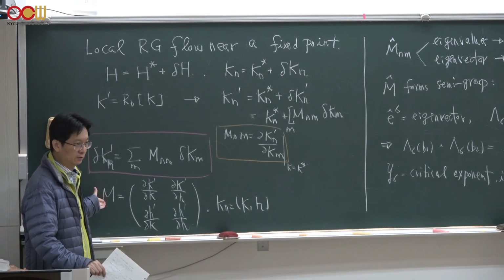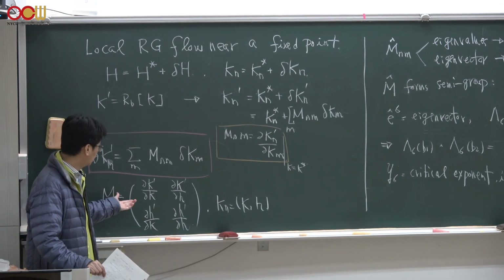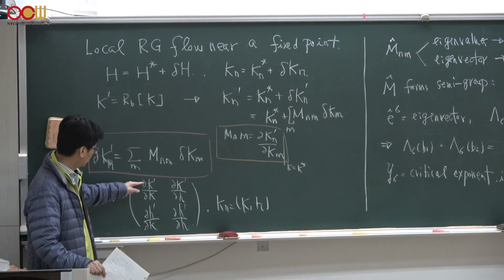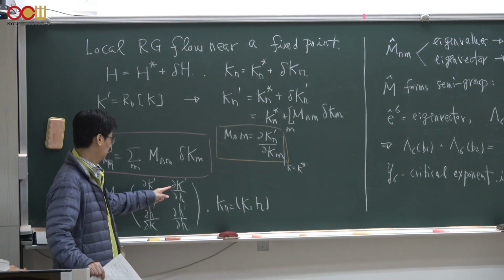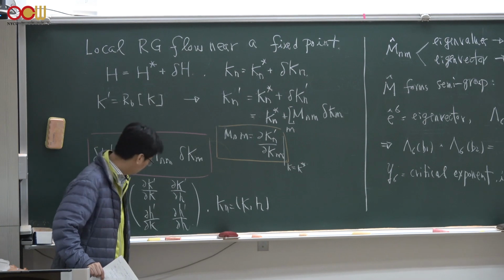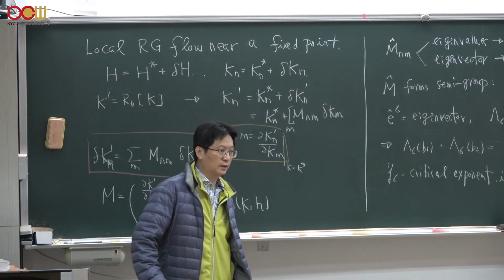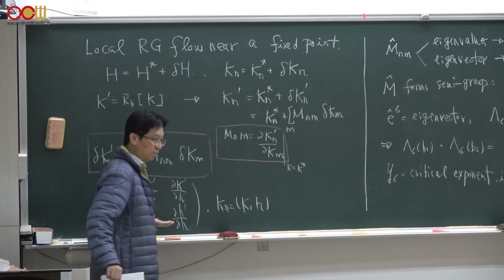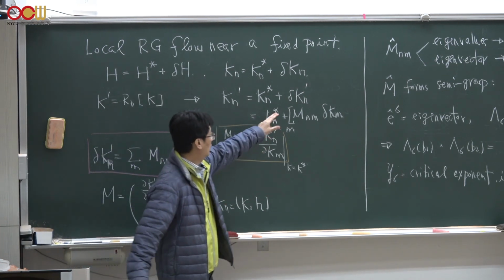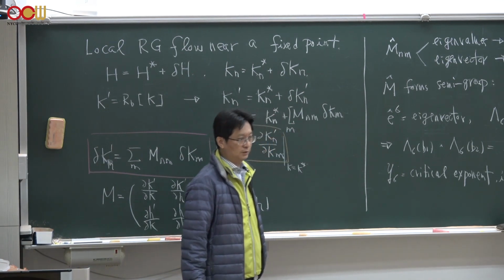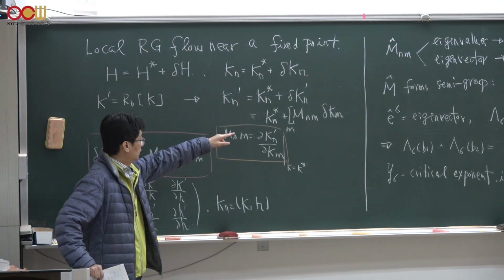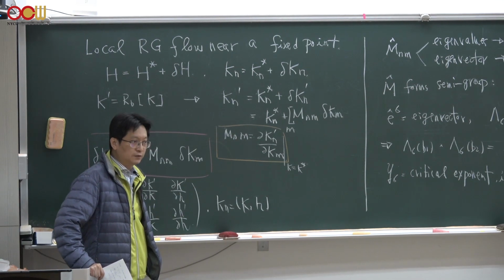For example, in the Ising model under field, this matrix M is written in terms of a 2x2 matrix. So there are 4 elements, and they are partial K prime, partial K, and partial K prime, partial H, and partial H prime, partial K, and also partial H prime, partial H. Of course, not all of them are non-zero, but in general, they could be represented in terms of a 2x2 matrix, and therefore this delta Kn prime is nothing but a linear combination of these different derivative components multiplied by this delta Kn, which is the untransformed deviation of the coupling constant.